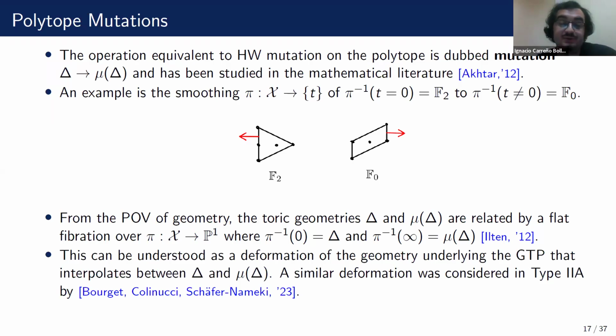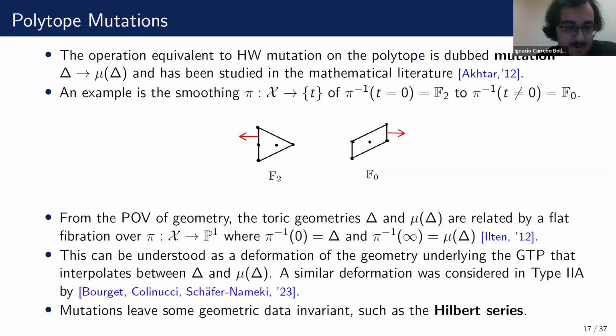Now, a similar deformation was seen in the Type IIA analog to these 5-brane webs, in the T-brane construction, also quite recently in the literature. Also, a word of caution, or something important, is that mutations also leave some geometric data invariant, mainly the Hilbert series, which is something we will make use of in the latter part of the talk.